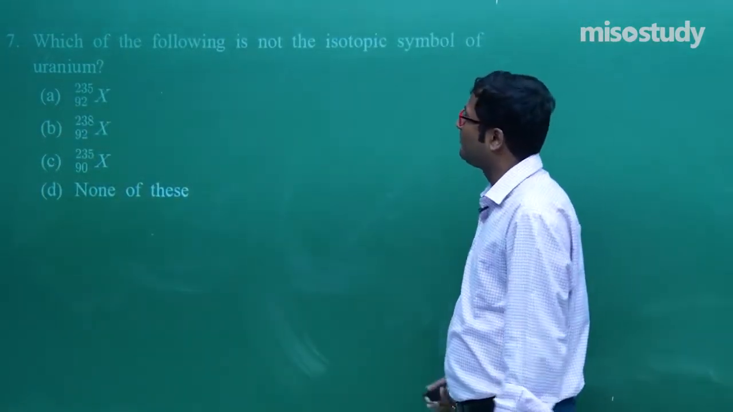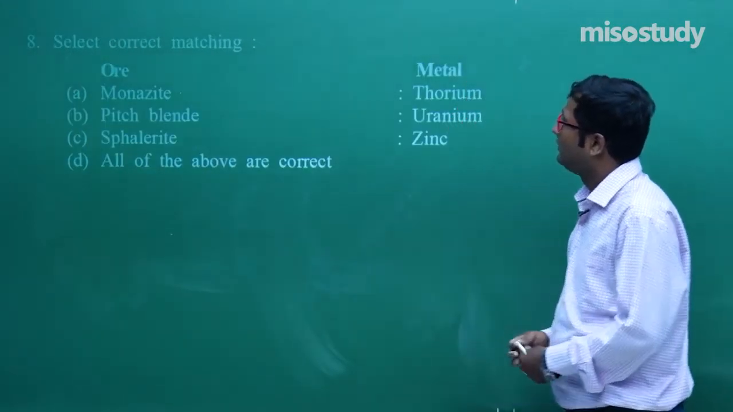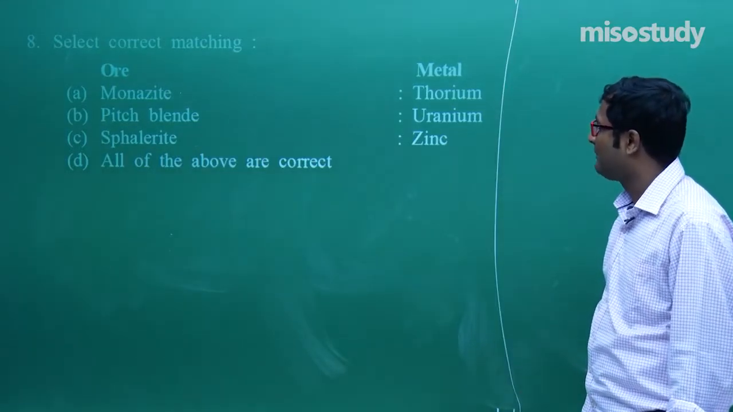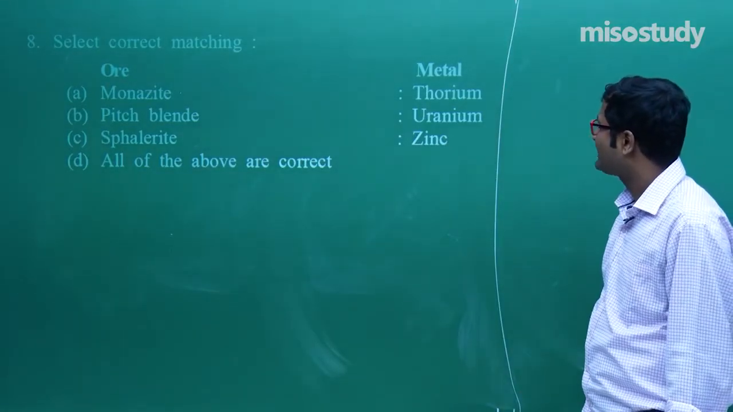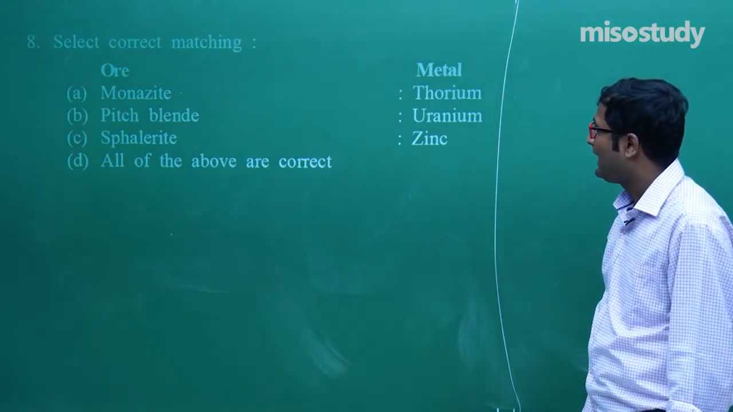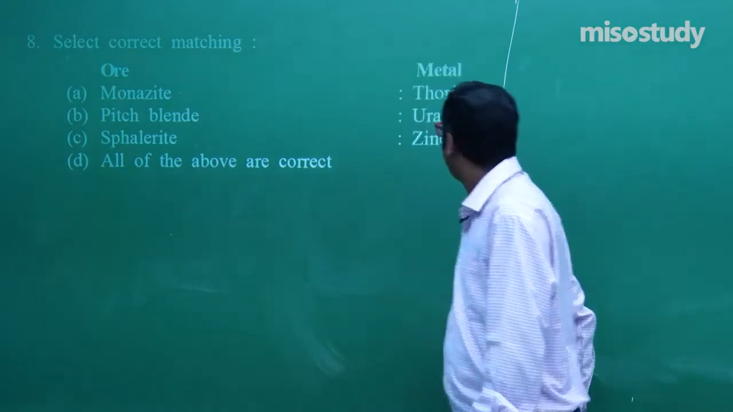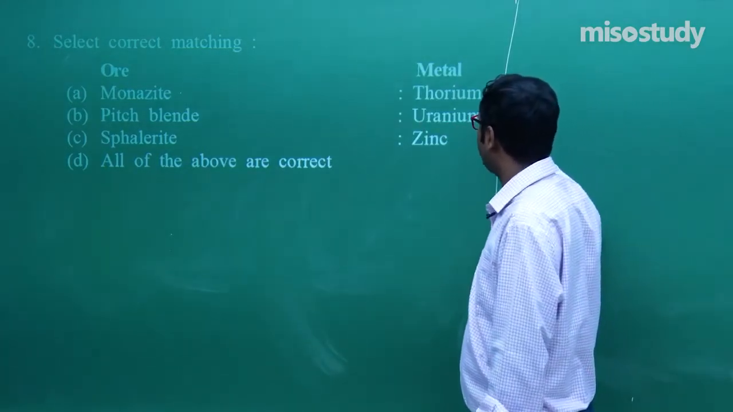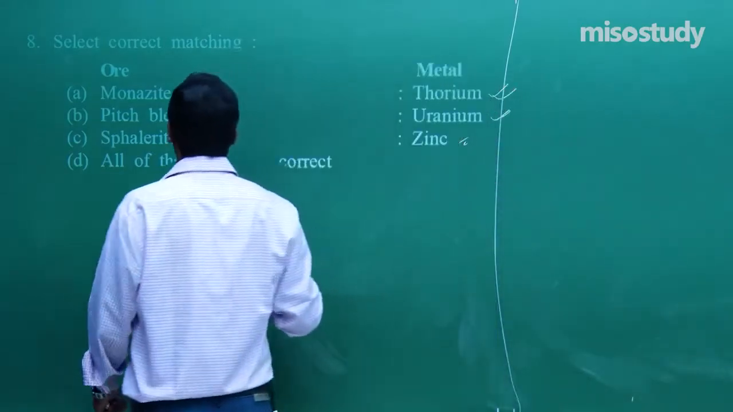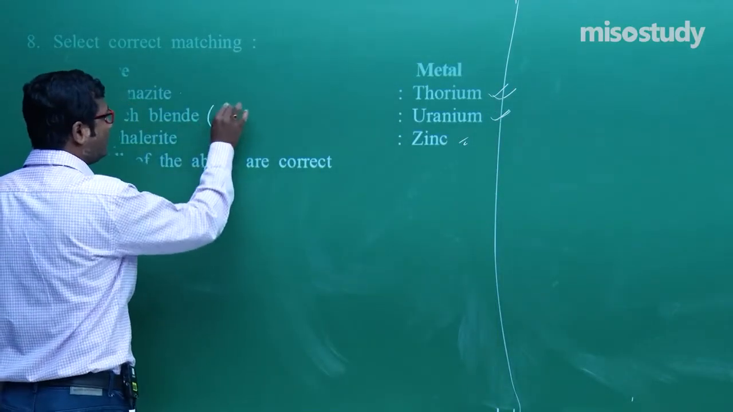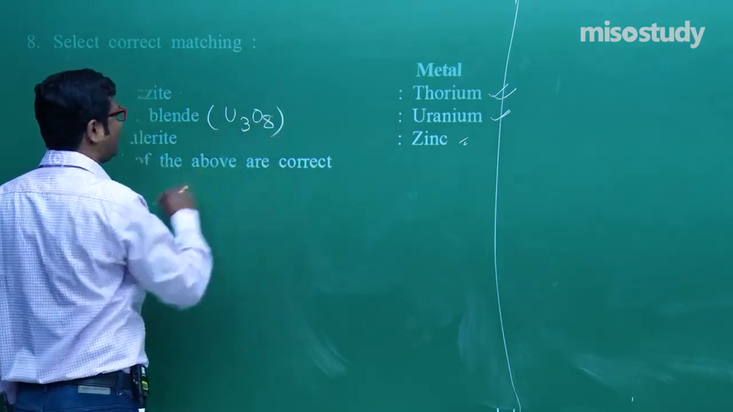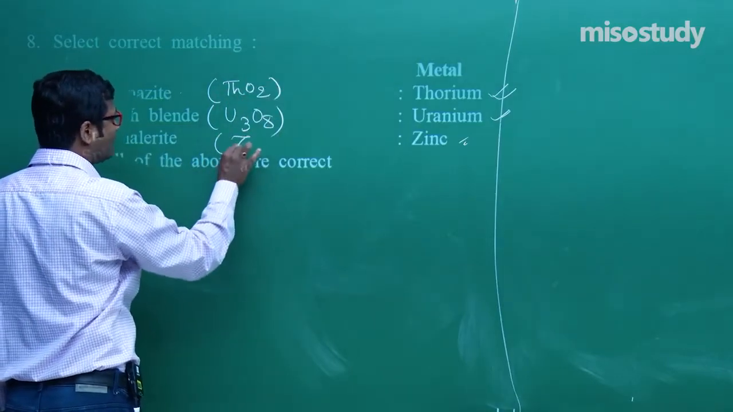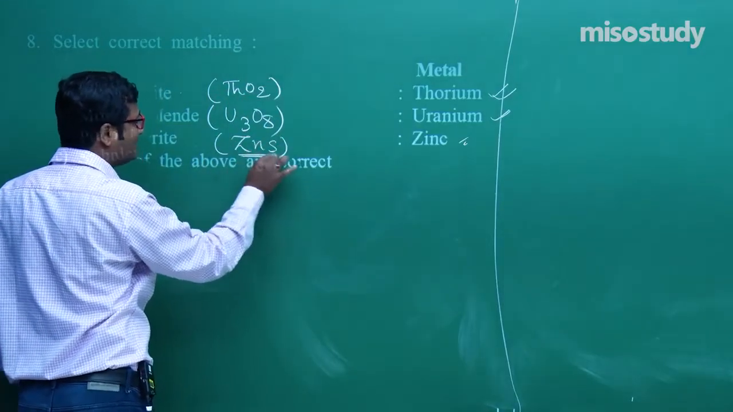Now let's move. What I'm telling, listen carefully. Question number 8. Now tell me, select the correct matching. Monazite, pitchblende and sphalerite. Now tell me, in monazite, the metal is thorium, and pitchblende is uranium. If I write the formula, that is U3O8. Clear? And this one is ThO2 and this one is ZnS, zinc sulfide.